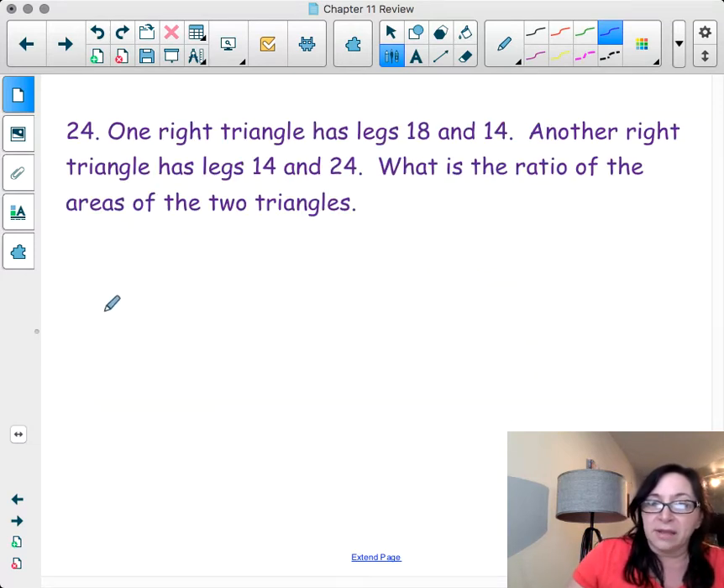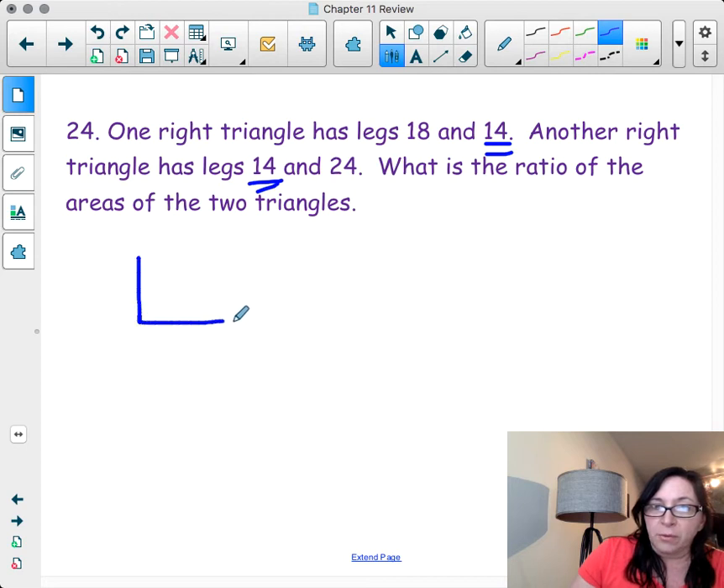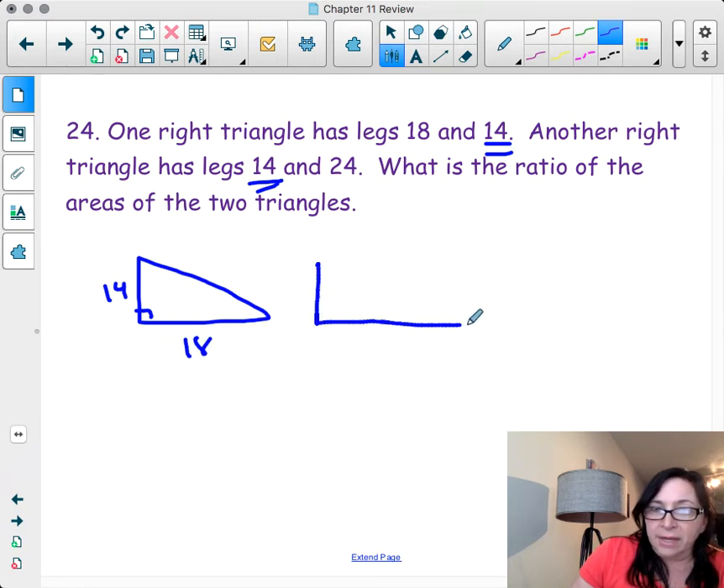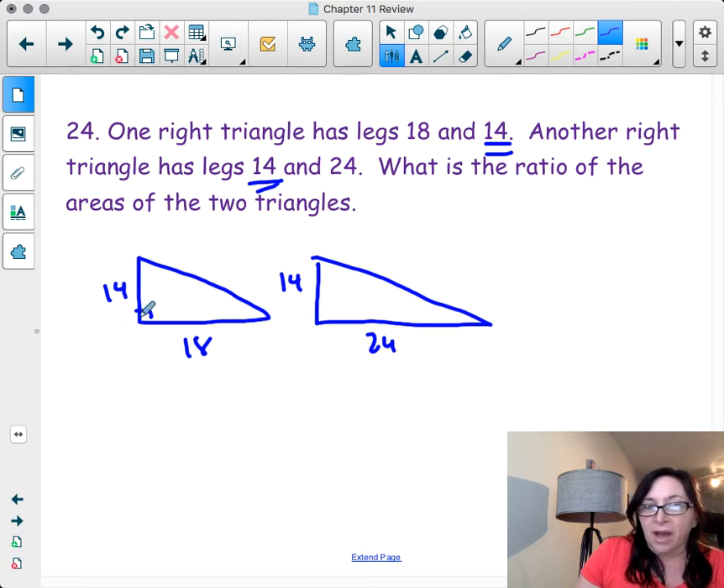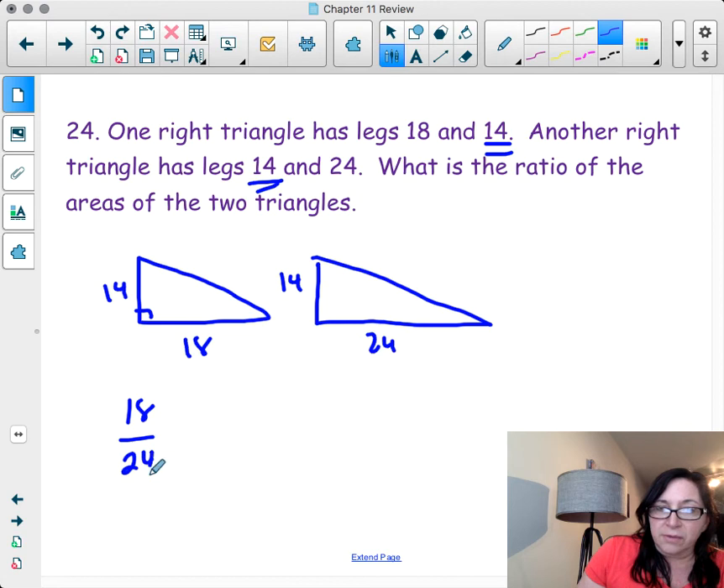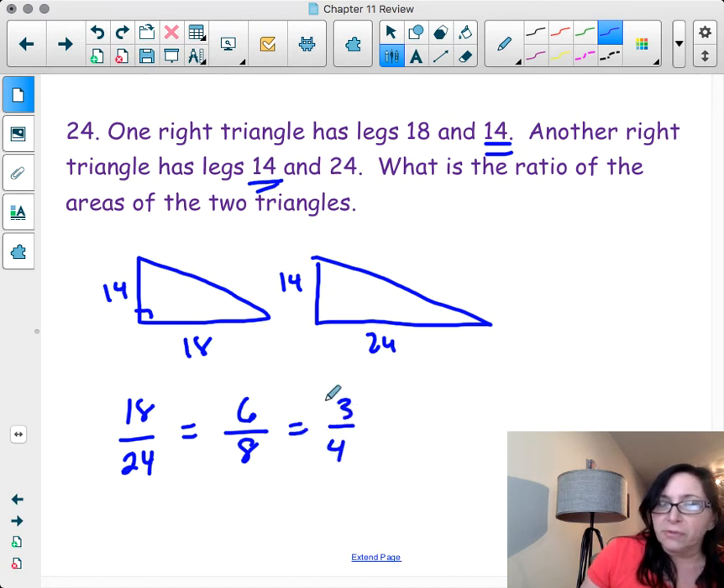One right triangle has legs 18 and 14, and another right triangle has legs 14 and 24. It looks like we have the same length in one of them. They want to know the ratio of the areas. If the heights are the same, then we can say 18 to 24. We need to reduce. 3 divides into 18 by 6, and 3 divides into 24 by 8. I could still reduce that by 2. So that's 3 over 4. So the ratio of my sides is 3 to 4.